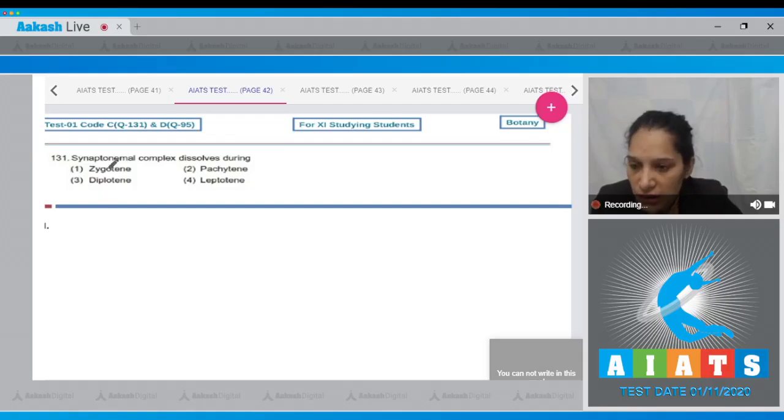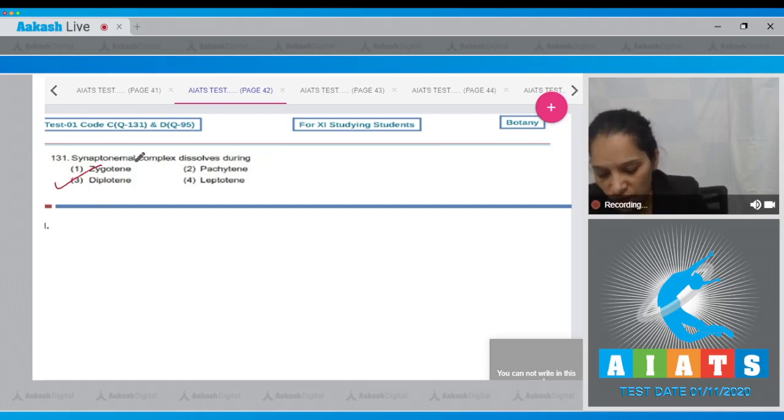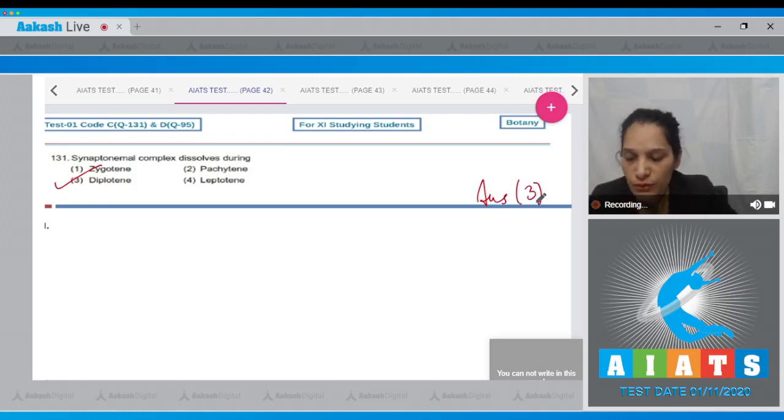Question number 131. Synaptonemal complex dissolves during. It dissolves during the diplotene stage. So the correct option for the given question is option number 3. Let's move to the next question.